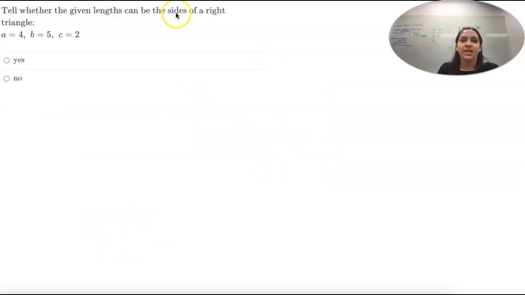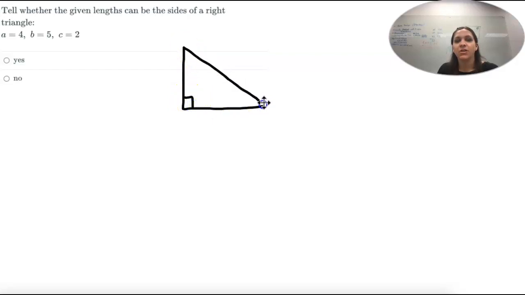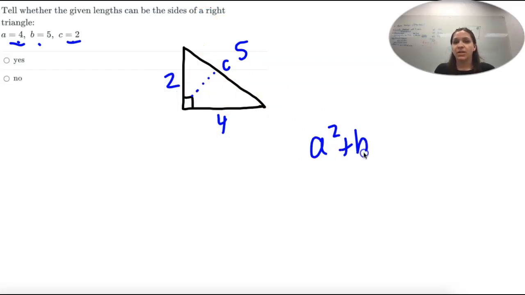Tell whether the given lengths can be the sides of a right triangle. If I have a right triangle, the longest side is C. So in this one, 4, 5, 2, it would be 5. That means 4 and 2 would be the legs. So I'm going to use the Pythagorean theorem and see if this is true. If it is, the answer is yes. If it's not, the answer is no.